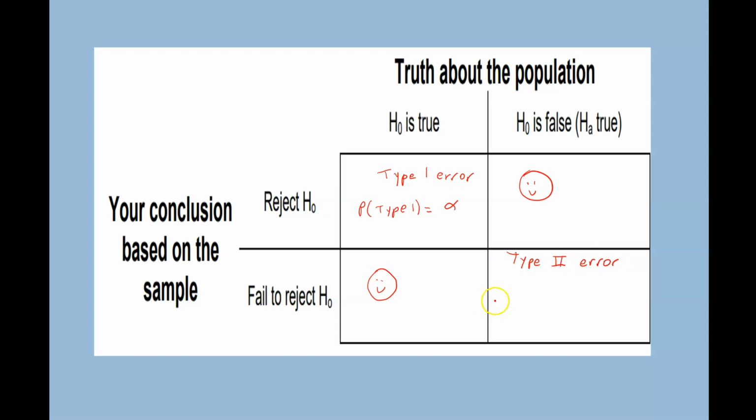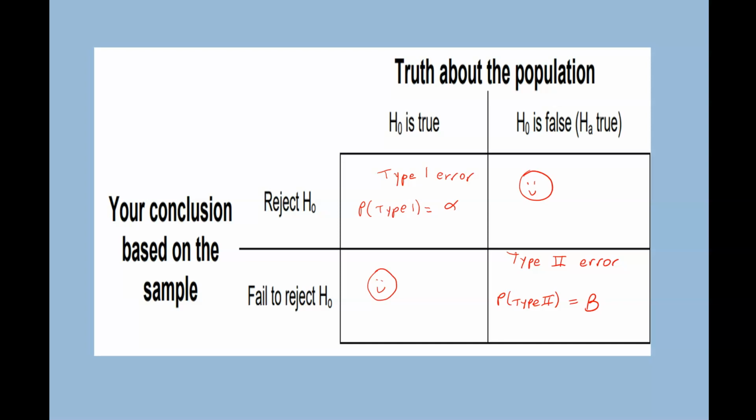The probability of a type 2 error we call beta. And beta is a little bit more complicated to calculate, and you're not actually responsible for it for the AP exam, except in its relation to power.